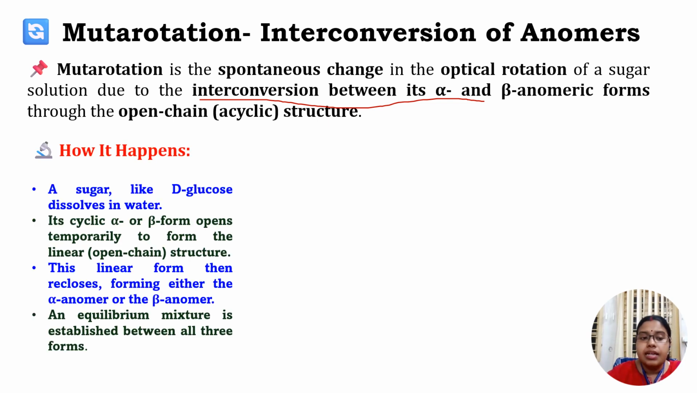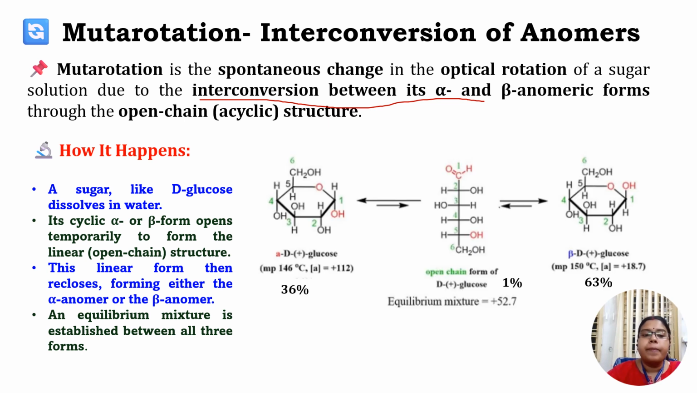How does it happen? When a sugar like D-glucose is dissolved in water, its cyclic alpha and beta forms open temporarily to form a linear or open chain structure. Then this linear form recloses and forms either the alpha form or the beta form. An equilibrium mixture is established between all these three forms. This mechanism is known as mutarotation. So in this mechanism we can say that alpha and beta D-glucose exhibit mutarotation.